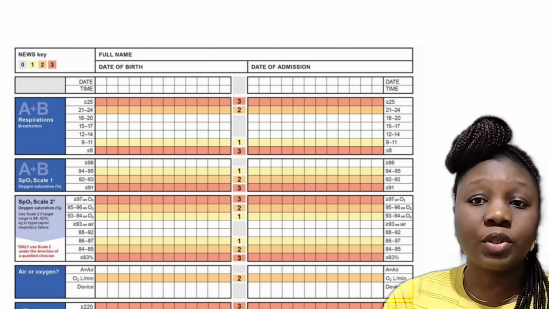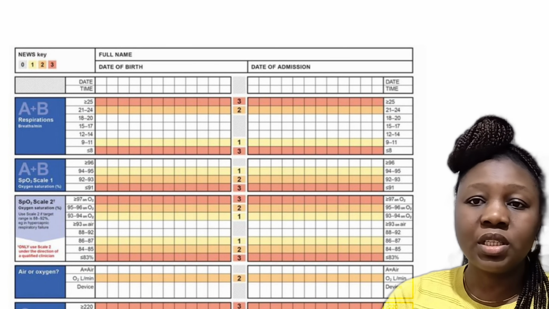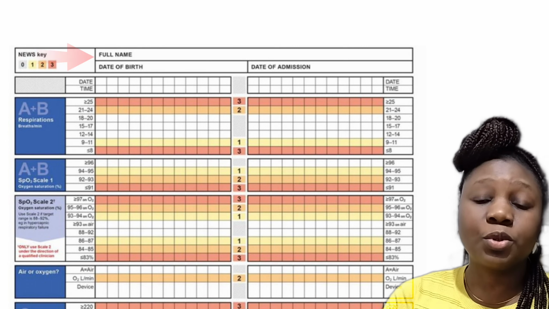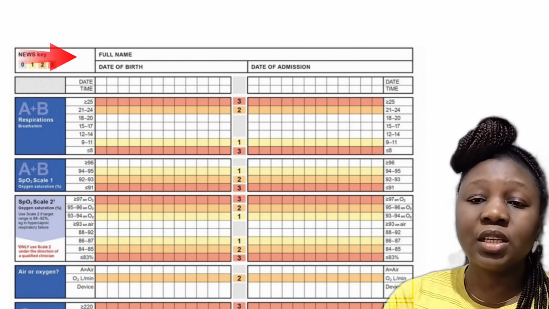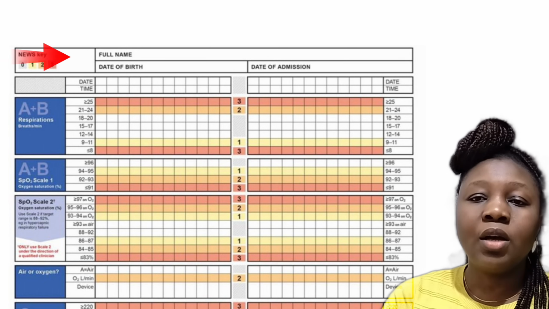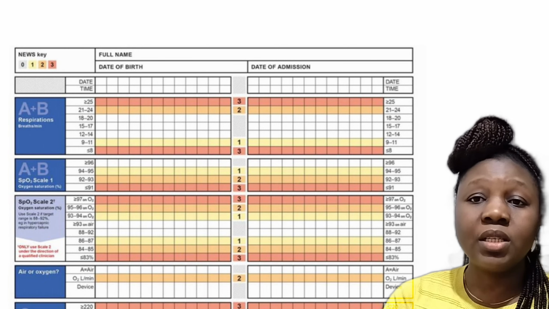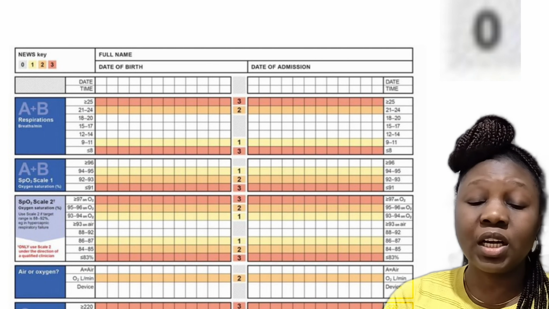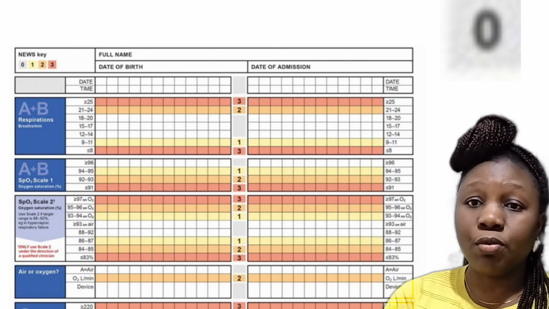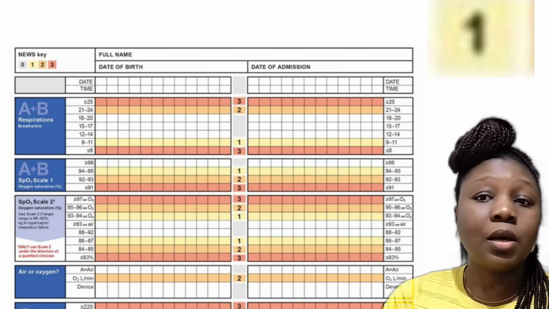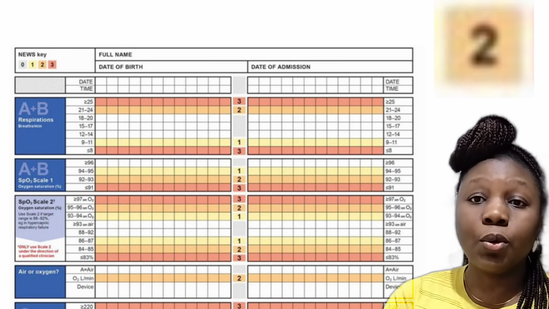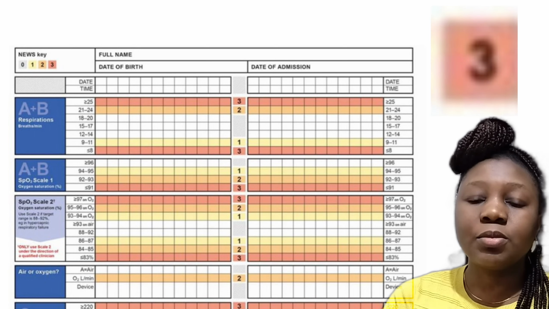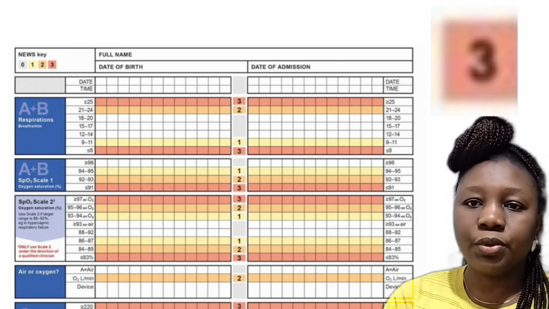Starting from the top of the chart, the name of the patient, the date of birth, as well as the hospital number will have been prefilled. To the left top corner, you see the NEWS key, the color code. When you see a blank or white space on your NEWS chart, it means the patient has a score of 0. When it's pale yellow, it is a score of 1. When it is amber or orange, it is a score of 2. And when it is red, it is a score of 3.